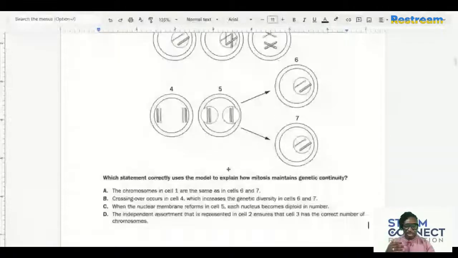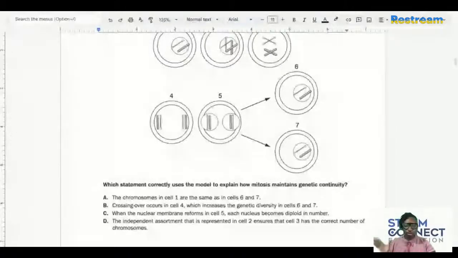Letter D says the independent assortment that is represented in 2, well, they're not even separating yet. So that can't happen. The independent assortment starts happening once we get to 4, right? They begin to separate and assort along the ends or the poles of the cell. So that's not correct. But the answer is A.